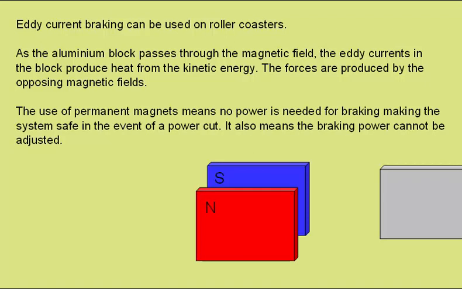The use of permanent magnets means no power is needed for braking, making the system safe in the event of a power cut. It also, however, means the braking power cannot be adjusted in use. Similar adjustable systems can be used using electromagnets in place of the permanent magnets. These are in use on some trains, for example.